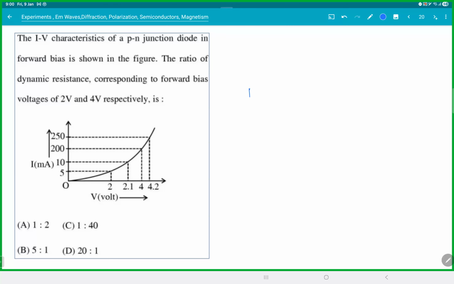So what is dynamic resistance? Normally resistance is V by I. Dynamic resistance is nothing but dV by dI, a small change in voltage by the change in current. Basically the slope in a VI graph. But here you can't find the slope, so you just literally have to do delta V by delta I.